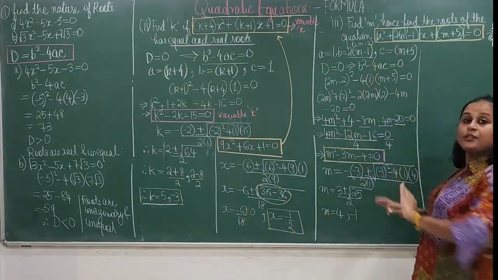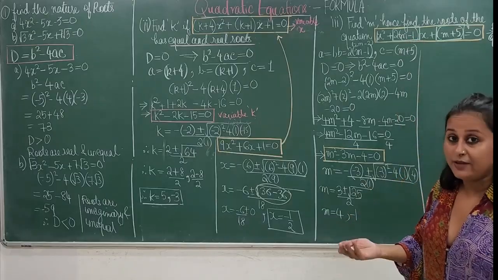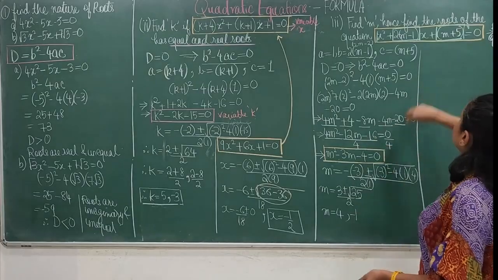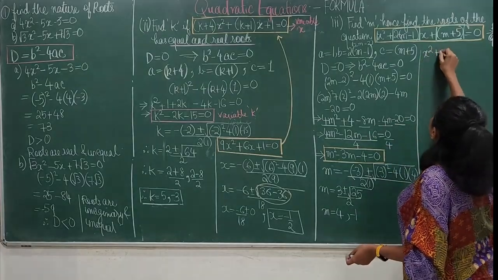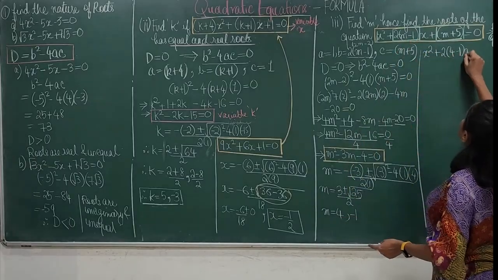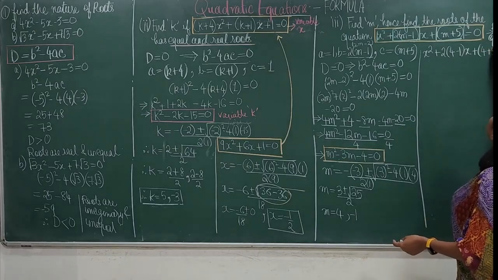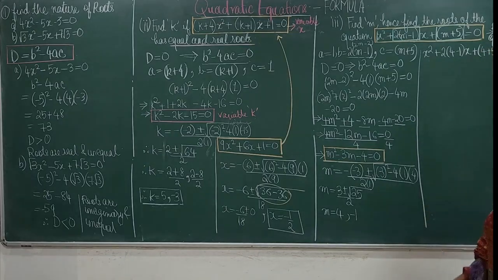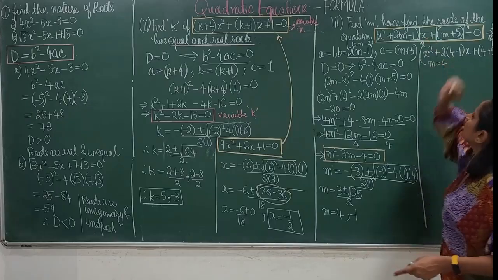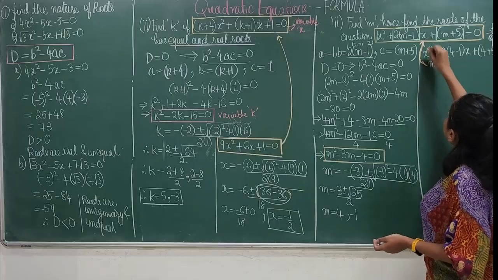What will we do? We will substitute the value of m in this equation. It will give me a simple equation in terms of x square. Then I will use the formula to find the values of x. Let us do that. This equation becomes x square plus 2 into (4 minus 1) times x plus 4 plus 5, equal to 0. What have I done? I have put m equal to 4 in this equation. Is this clear? I have written 4 in place of m in this equation.